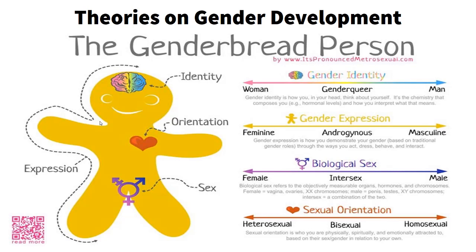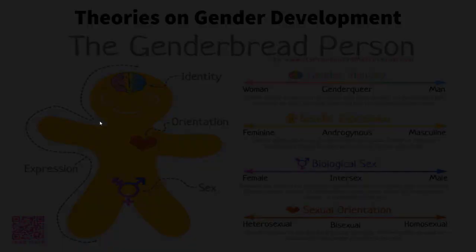If you are considered intersex, a term that used to be used for that was hermaphrodite. I haven't heard that term in quite some time, however. And then sexual orientation is who you're attracted to, who you're physically, spiritually, and emotionally attracted to. We're going to talk a bit about gender and gender expression, however.